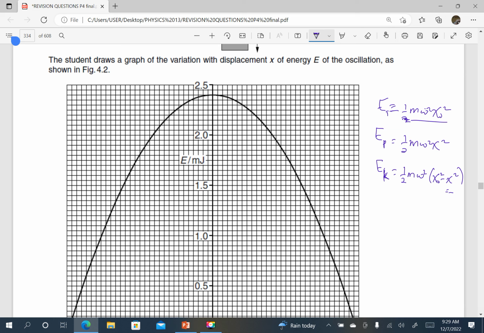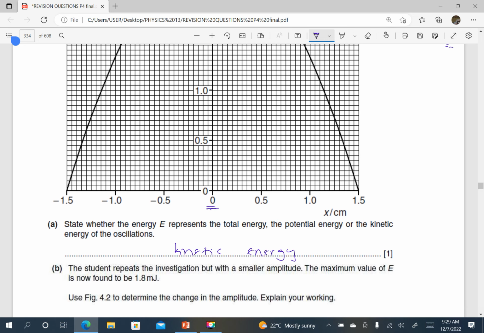Here the maximum was, what is this value? The scale on the vertical is 0.5 divided by 10, that is 0.05. So this is 2.5, I think. Okay, so the change in energy, let's see the change in energy here.